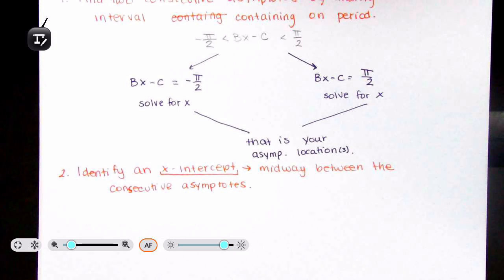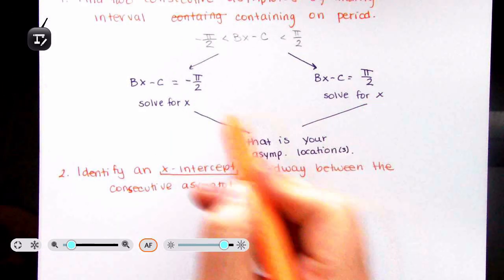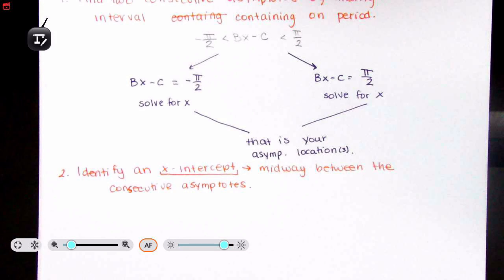We don't have up or down. If we do have a vertical shift, that means this X-intercept would be just your midline. So it's midway between the consecutive asymptotes. The easiest way to do that is you take your two asymptotes, take your one value for X, take your other value for X, add them, divide by 2, and you're going to find what that is.